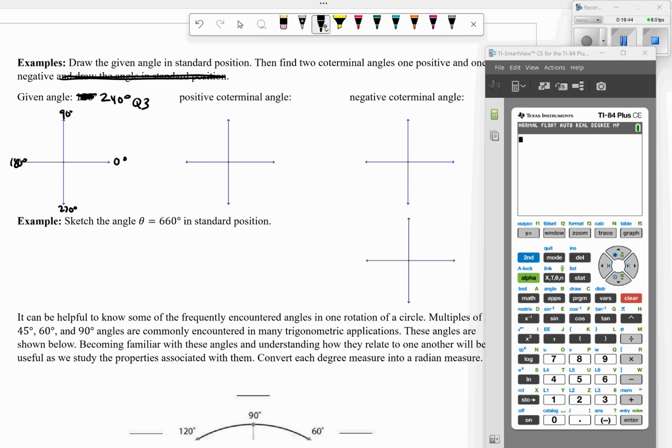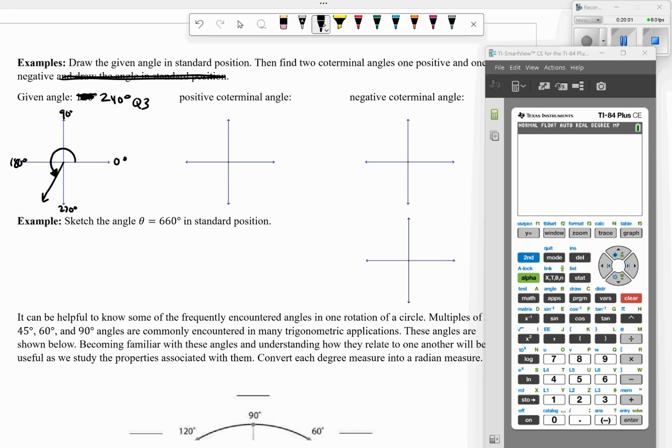And for the angle that we're drawing, just 240, it's going to be closer to 270. So this would be the angle starting at the positive x-axis going in the counterclockwise direction that we would draw in standard position.